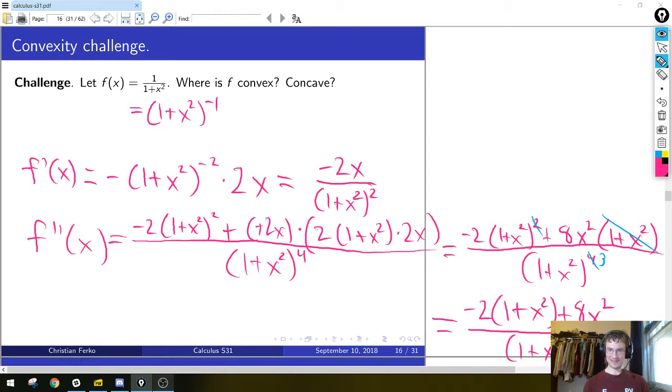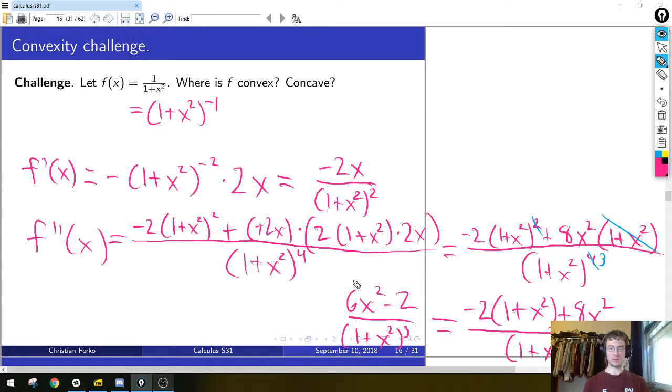Good. Okay, so then last thing, now I've run out of space, so I'm going to start writing equations to the left. This, in the top, minus 2x squared plus 8x squared should be a 6x squared, and then we have a minus 2 left, right? So 6x squared minus 2. I think this is actually right. Over 1 plus x squared cubed.